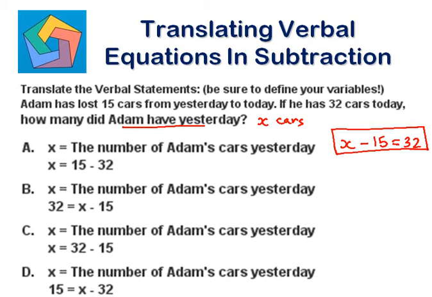So we can see our answer. It's the B part. 32 is equal to x minus 15. The number of Adam's cars yesterday is x.